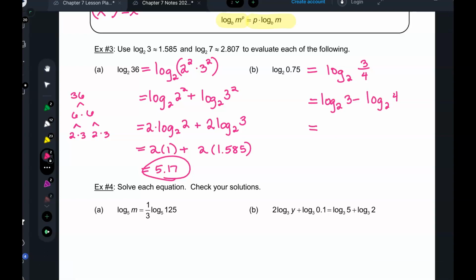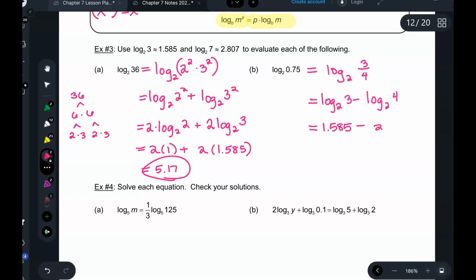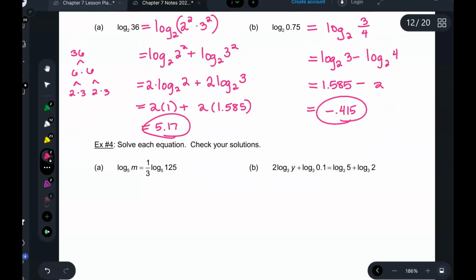In the directions, do we have log base 2 of 3? Yes. 1.585. And log base 2 of 4 is 2. 1.585 and 2 equals what's the answer? Yeah, because if we have a power of 2, we can just simplify that.